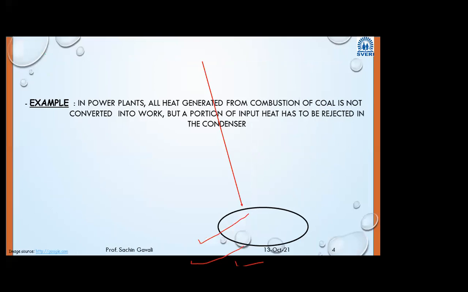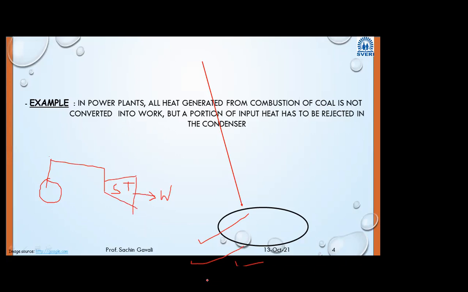Then in the power plants example, all the heat generated from the combustion of coal is not converted into work, but a portion of the heat input has to be rejected into the condenser. Now we are doing steam power plants. So boiler, I think I have explained. Here is the boiler. Then afterwards it is going to the steam turbine, and in the steam turbine we are getting the work. Now I am drawing a rough diagram. So this is the steam turbine.